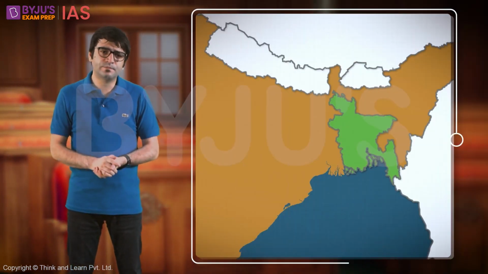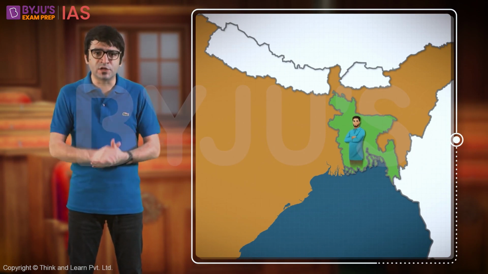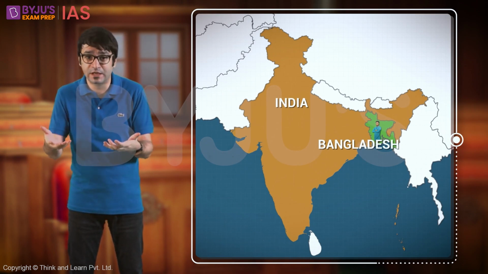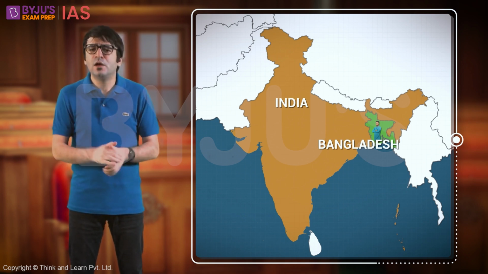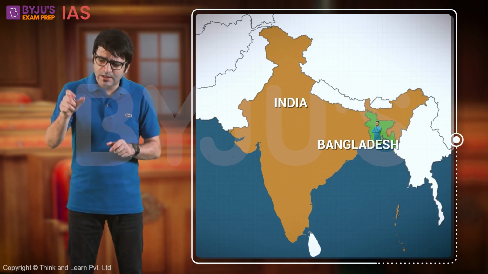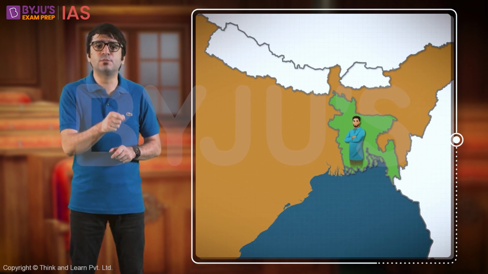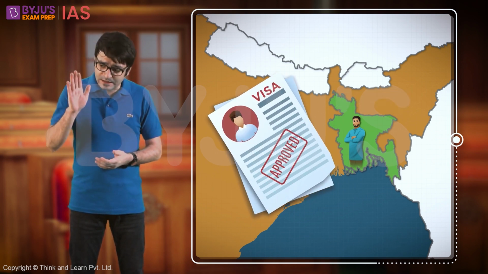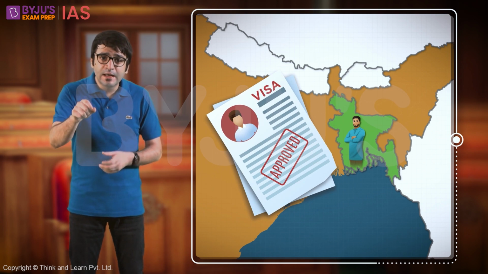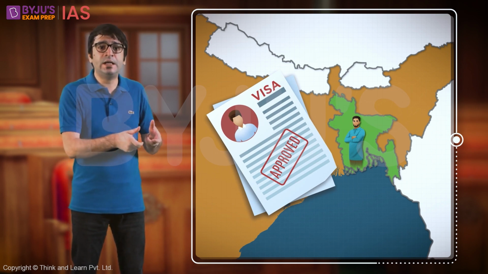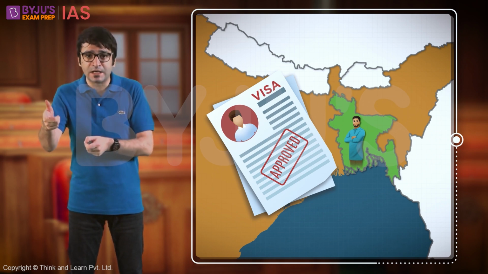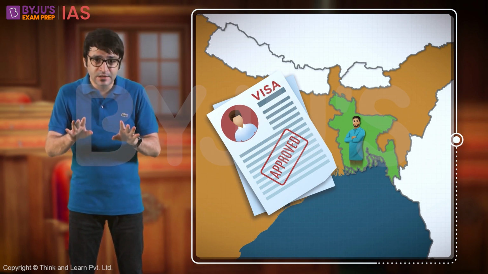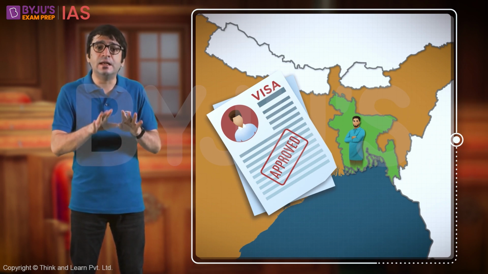Let me give you two examples. Number one, you are from Bangladesh, for example. You want to come to India for any reason. It can be a diplomatic reason, business related, or because of health. Whatever the reason is, this individual from Bangladesh wants to come to India. What is the procedure? He has to apply for a visa. This legal document is given to this individual, and because of that, he comes to India on the basis of a valid legal document. So this person is coming to India legally.